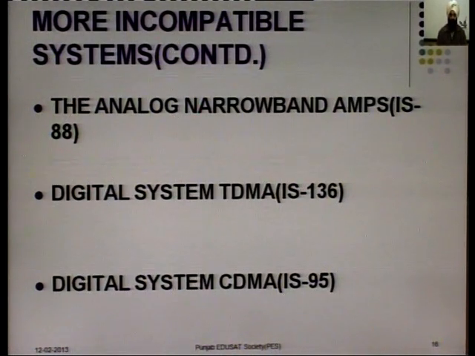So, first was analog narrowband system, then time division multiple access, in which whole frequency was allotted to user for a particular duration of time, and the CDMA was the very good technology in which whole frequency was allotted to user for whole time, but with different code, so that this becomes enciphered, or it was coded so that it was leak proof and safe.